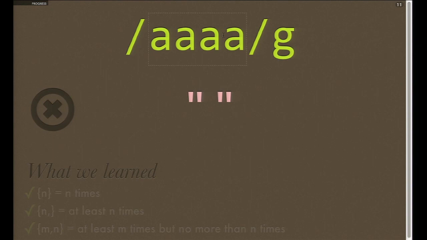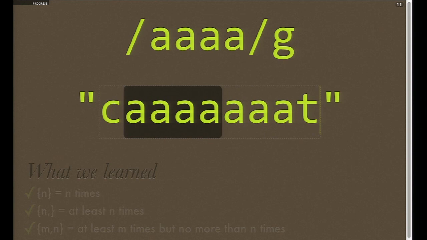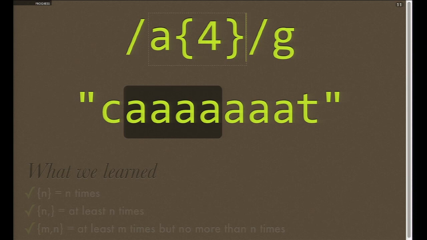So in this case, we have a regular expression that matches four consecutive a's, like this. But what if we wanted to match 12 of them, or 100 of them? Would we have to keep typing a, a, a, a 100 times? We can use something called a quantifier to specify this in a much more concise way. This is exactly equivalent to the previous regular expression, but much shorter, especially if we wanted to match more a's.